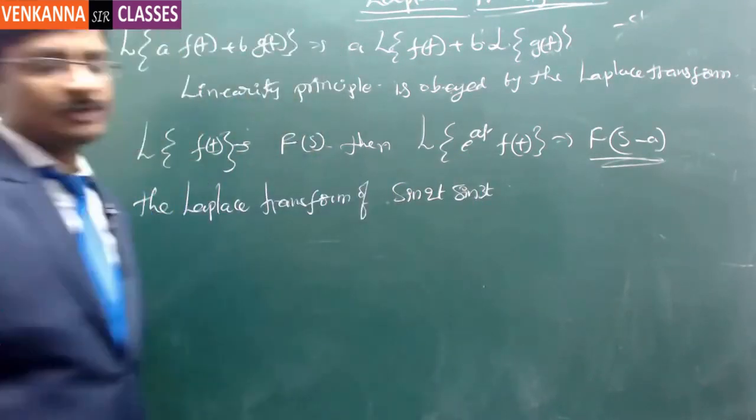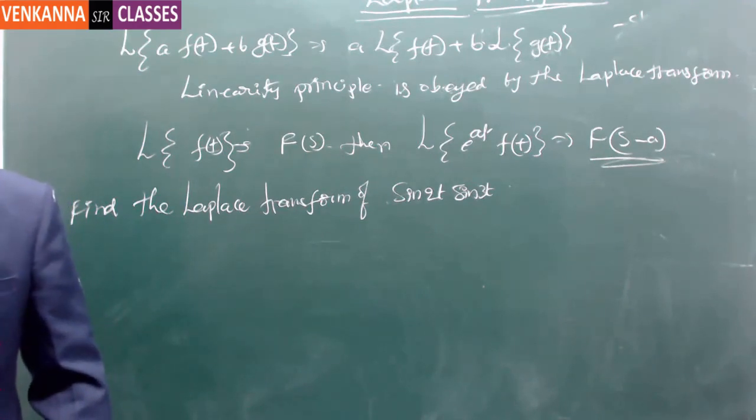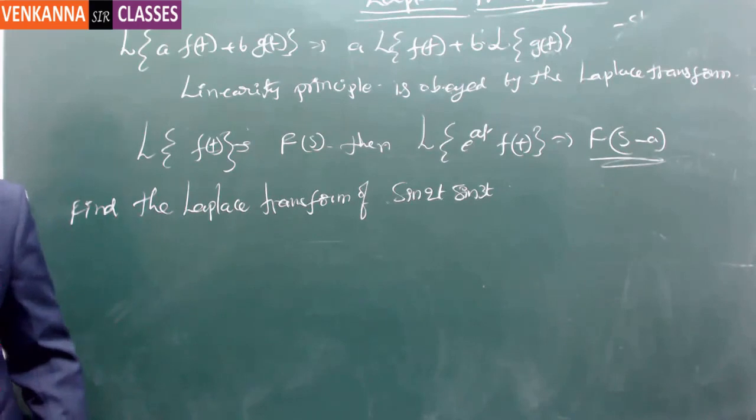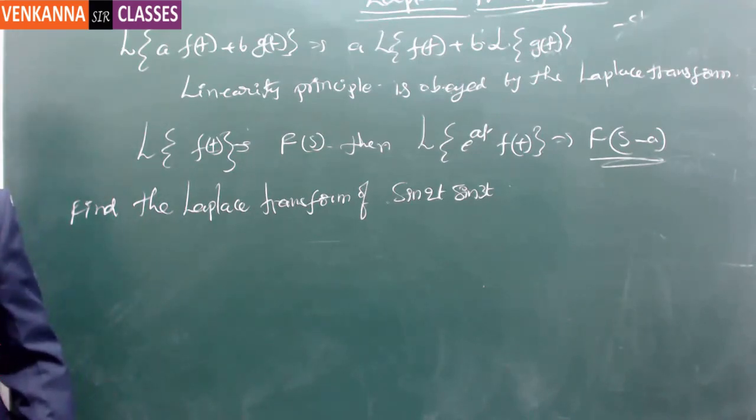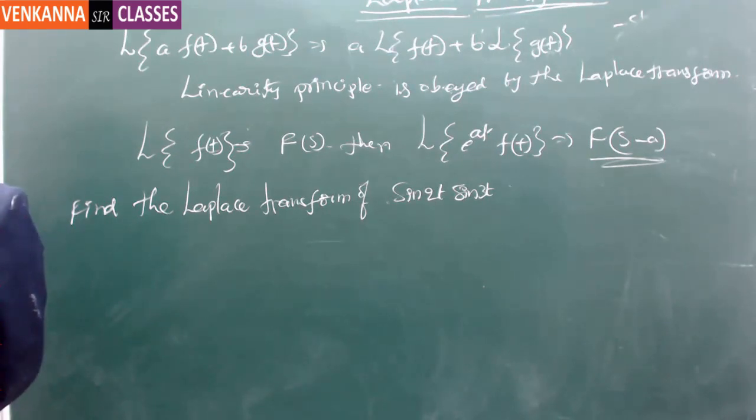Somebody tell me what is the Laplace transform of this? Sin 2t into sin 3t. Okay, that's correct. So 12 s by s square plus 1 into s square plus 25. Anybody got the same answer? Anybody got the answer? Nobody could solve.